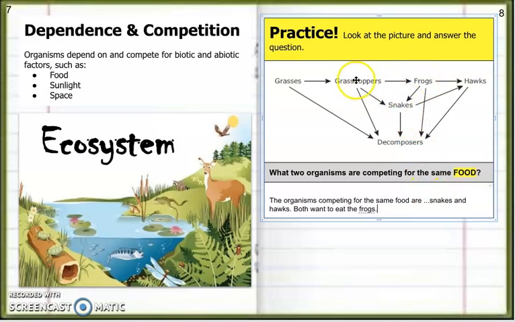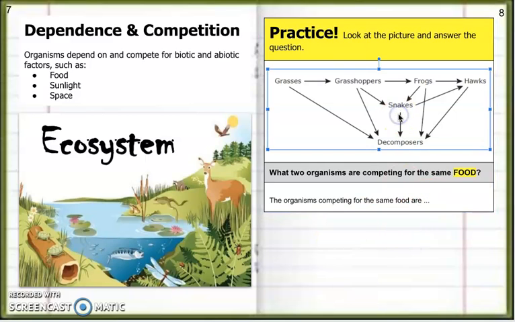Or you can say the frogs and the snakes, because if you look at it, the grasshopper's energy goes into the frog, and it also goes into the snake. So snakes and frogs, because they both want to eat the grasshopper. All right, so either one of those works. Make sure you understand how to read a food web. This is like 7th grade stuff, so you should be able to know how to do that.